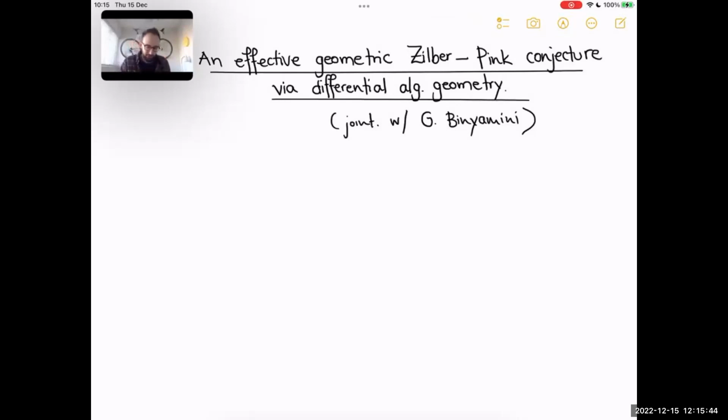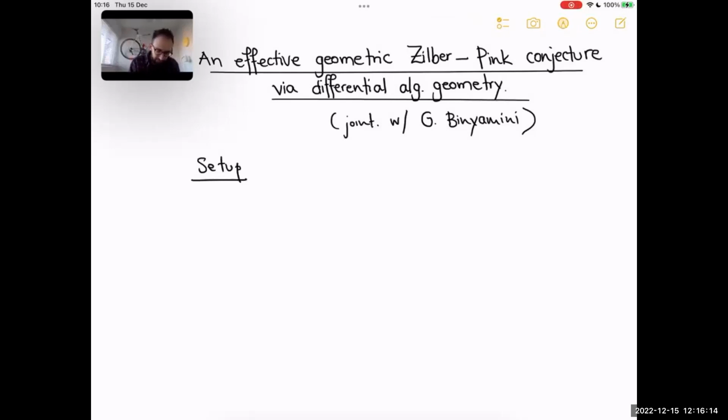Anyway, I want to try and explain this work that we did with Gal Bignamini. The idea is essentially to reprove a theorem from a while ago, what I sometimes call geometric Zilber-Pink, but to prove it with new techniques that allow you to give some kind of effective treatment of this statement. So let me start with a little bit of setup, not too much, hopefully.